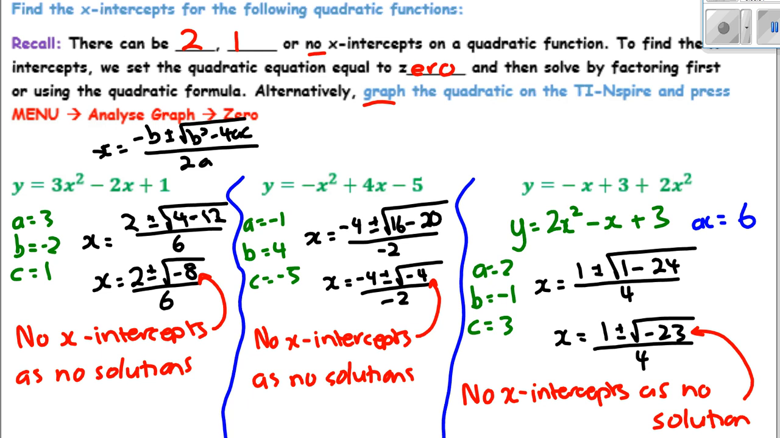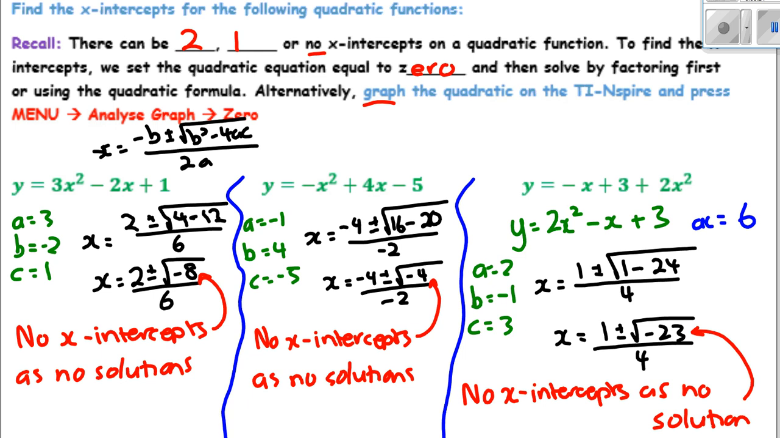Part 2 of the quadratics lesson. So we were asked again, find the x-intercepts for the following quadratic functions. Remember, you can have 2, 1, or no x-intercepts. On the first 3 examples we've just been doing on the previous version, there were no x-intercepts, all because taking the square root of a negative number, which happened to be the case in all of these 3, ends up with an imaginary solution.